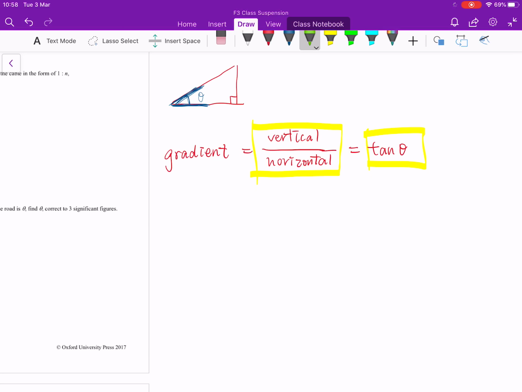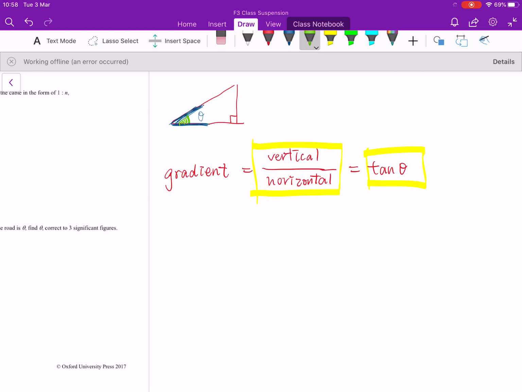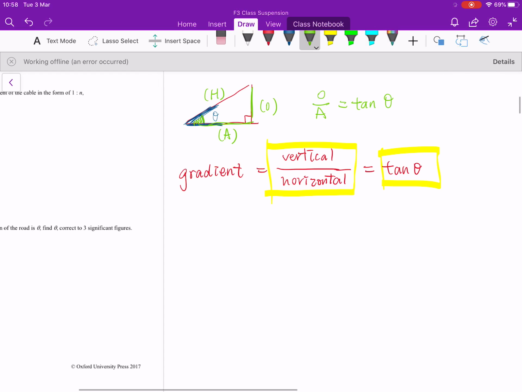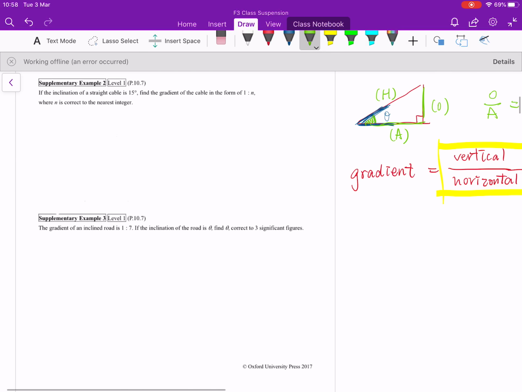Because according to what you learned in Form 2, sine, cosine, and tangent, if we are considering this angle theta, we call this side the opposite side, this side the hypotenuse, and this side the adjacent side. So you can see that vertical distance divided by horizontal distance actually means O divided by A, which equals the tangent ratio. So we have two different ways to calculate gradients. So let's see two examples here.